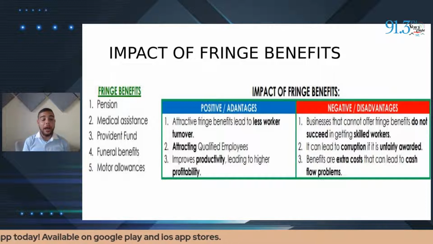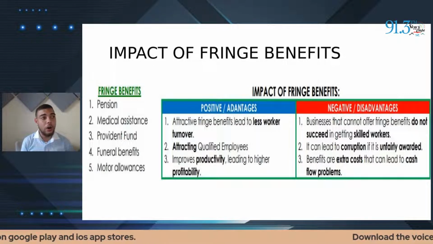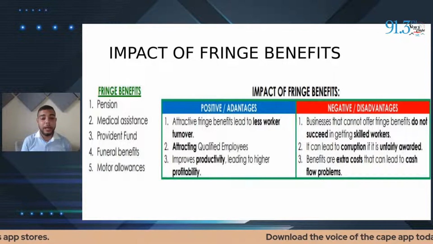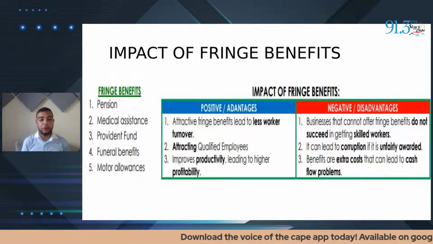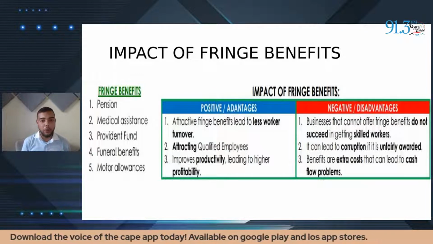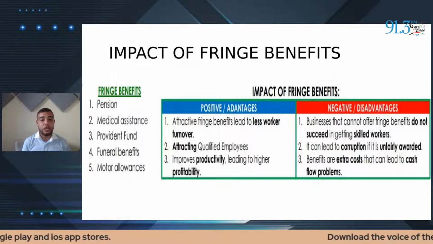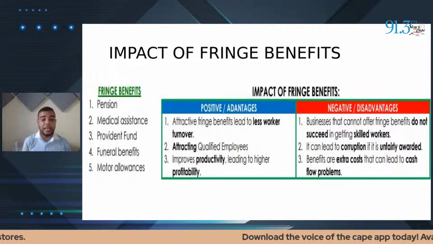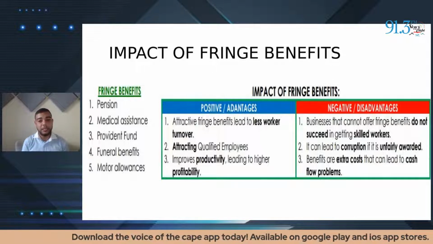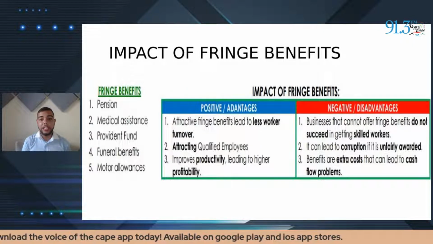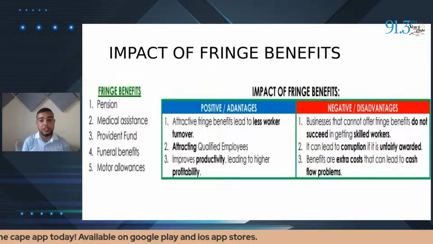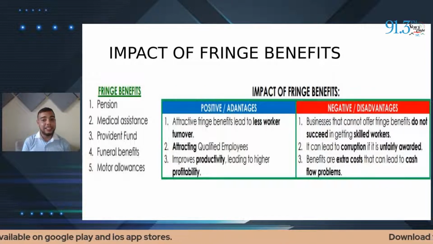So if I'm a business owner now and I tell a person from another company, look, come work for me, I will give you the same amount of money, but also I will offer you a motor allowance. So this way, companies are using it to their benefit in order to attract more qualified employees to help make a profit in their company. So it improves productivity, leading to a higher profitability. The negatives about this is that businesses cannot offer fringe benefits or do not succeed in getting skilled workers.